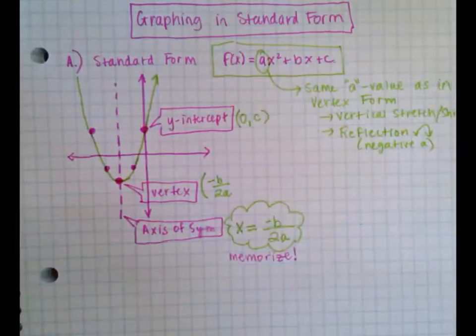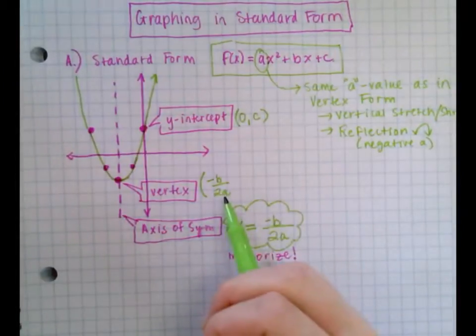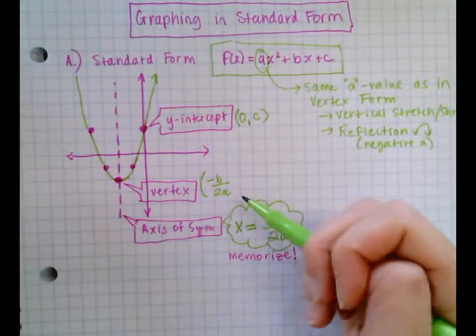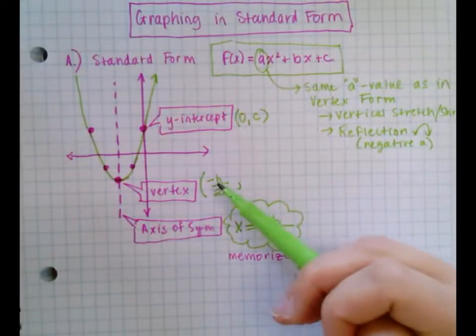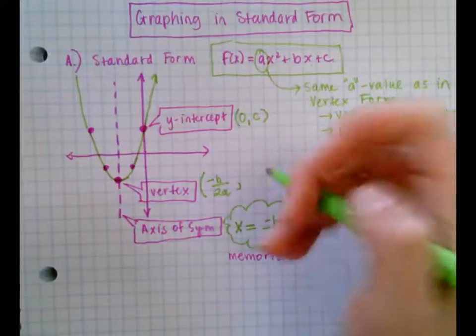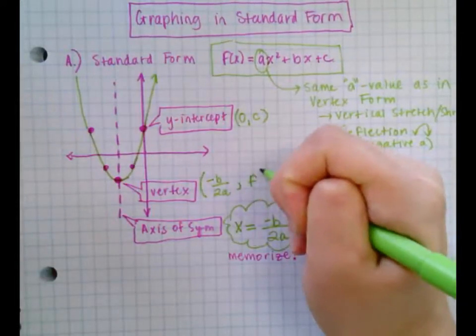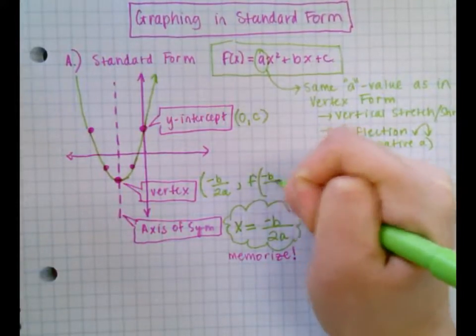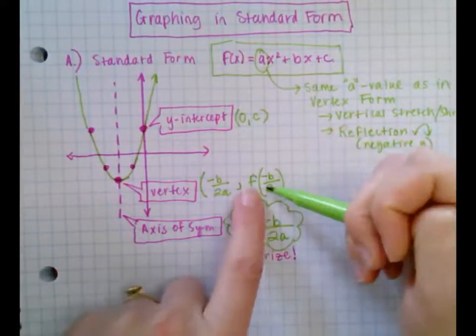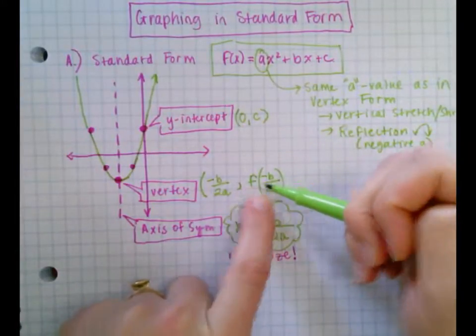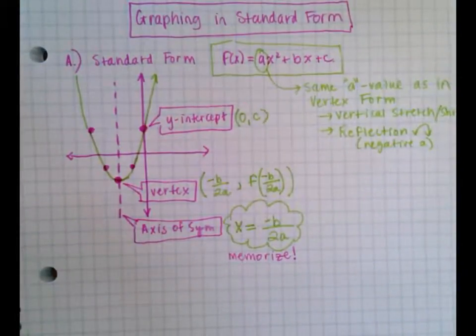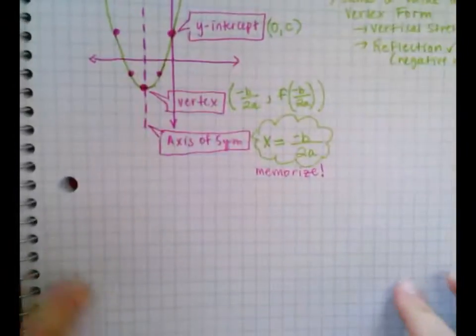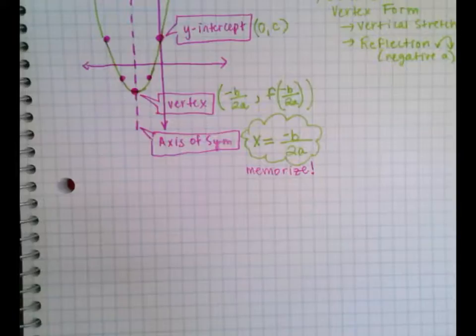And b and a are just numbers, so we can always evaluate this and get a number. It might be a fraction, but we can always do it. And then in order to get the y value, we take that x value and plug it in for x in our equation. So this is going to look a little weird, but I'm going to write f of negative b over 2a. And what that means is we're plugging negative b over 2a in for x in our function f. Okay, this may look kind of strange right now, but we're going to look at an example which should make it more clear.